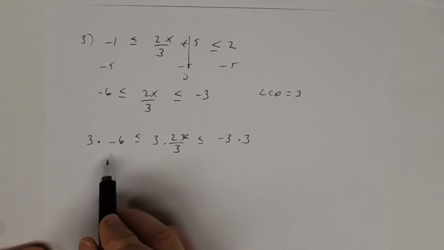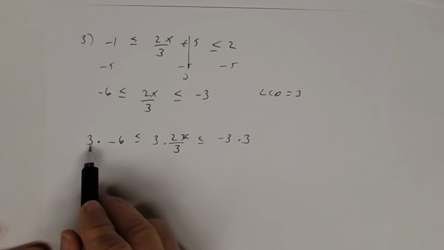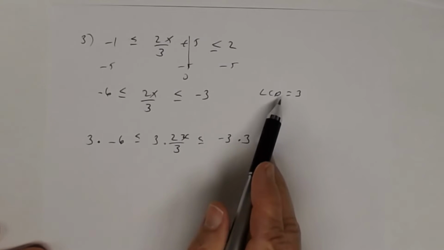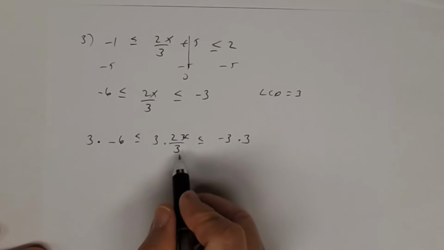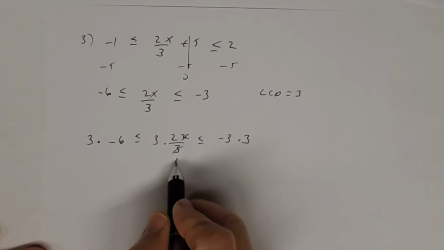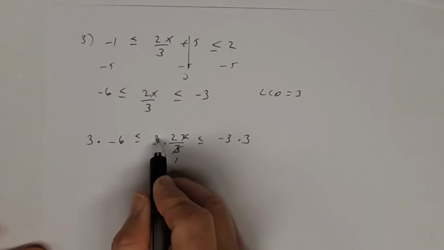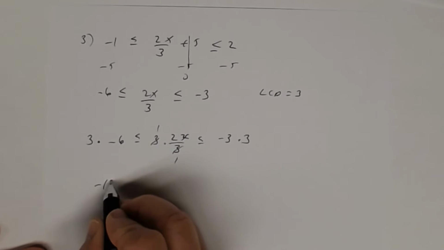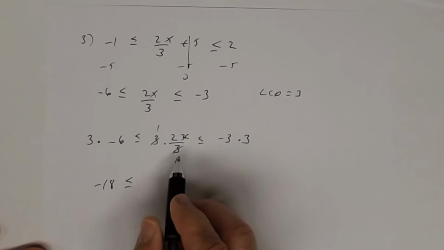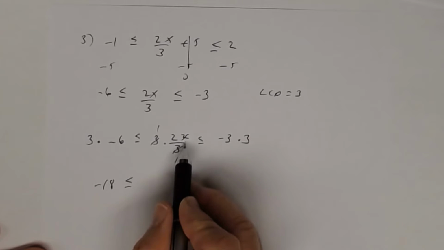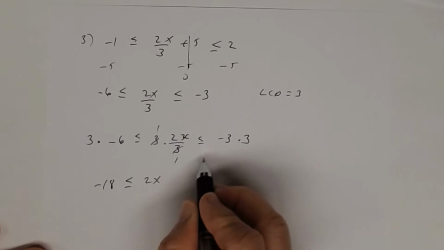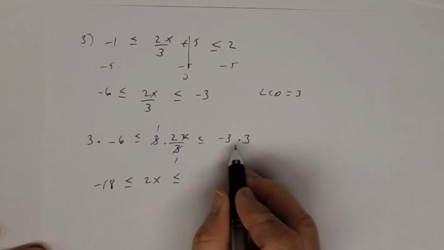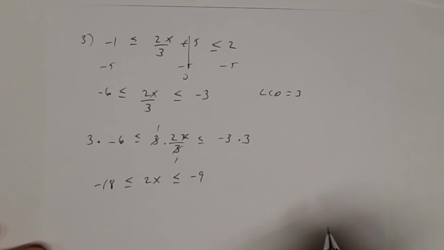Okay? And so now when I go ahead and do this product, remember the whole point of multiplying by the LCD is to get this fraction here to be a 1. And it will now, because 3 divided by 3 is 1. 3 times a negative 6 is a negative 18. It's less than or equal to 1 times 2x, is 2x, is less than or equal to negative 3 times 3, is a negative 9.